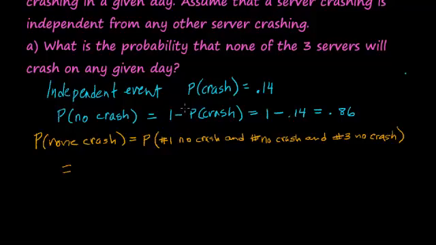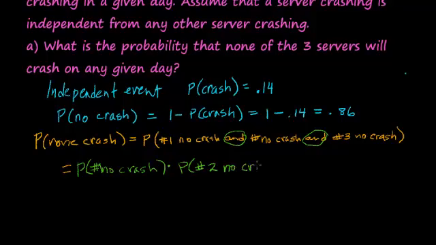Okay, well, this is the multiplication rule. So note that because of the word and, we know we're going to use the multiplication rule. We've been told they're independent events, so we do not have to worry about conditional probability. So this is the probability number 1, no crash. Oops, I didn't write my 1. Times the probability number 2, no crash, times the probability number 3, no crash.